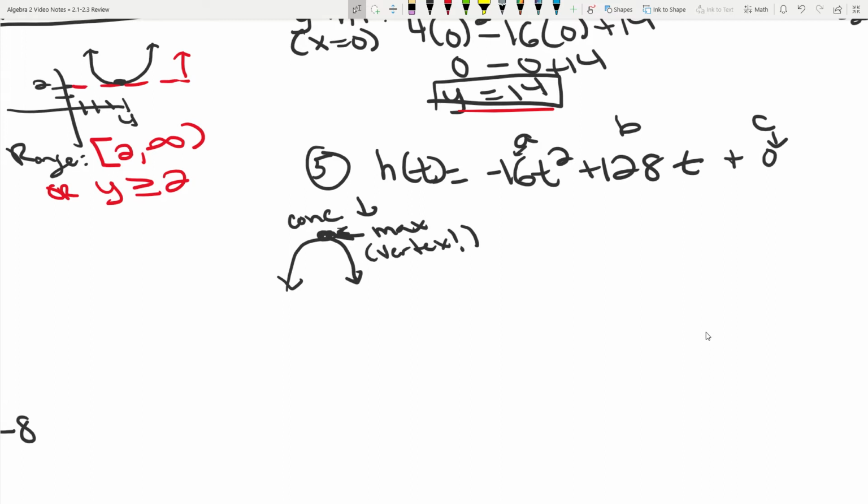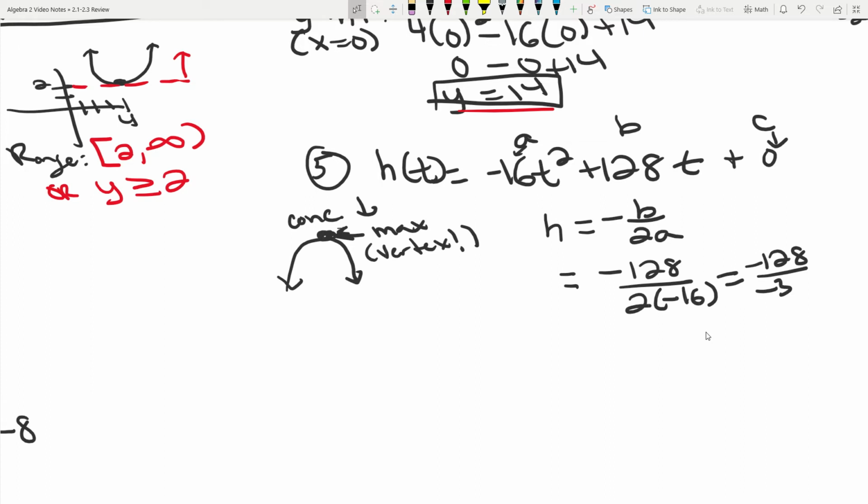So in order to do that, we need to use the formula, right? So in this case, h, remember the formula, h equals negative b over 2a? We're going to be using that here. So b in this case is 128. A is negative 16. So you get negative 128 over negative 32. So h is equal to, in this case, 32 goes into 128 4 times. Okay. So this means h equals 4. So this is the x coordinate of the vertex, or the h coordinate.